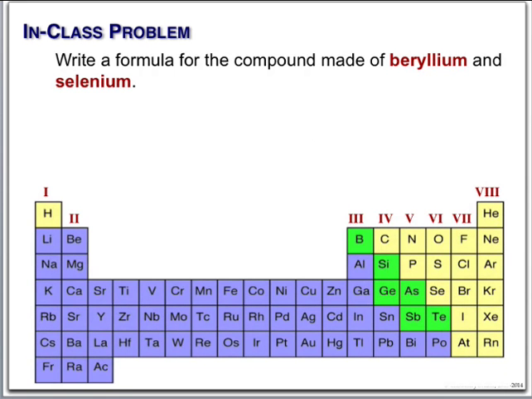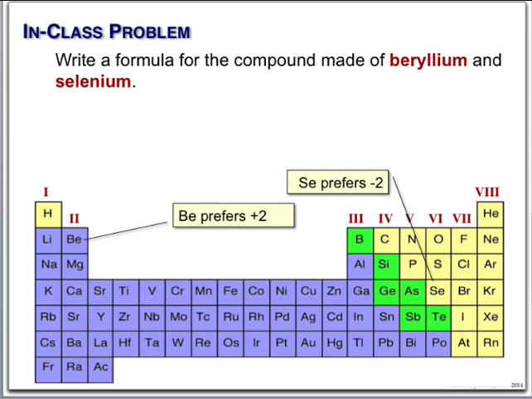Let's do another one. Beryllium and selenium. Beryllium lives here in group 2. Selenium, where is it? Oh, here it is, in group 6. So we're going to have a +2 and a -2.